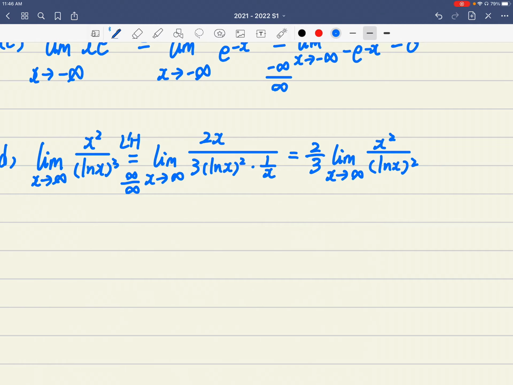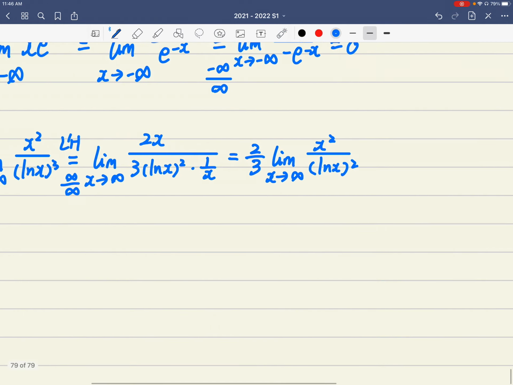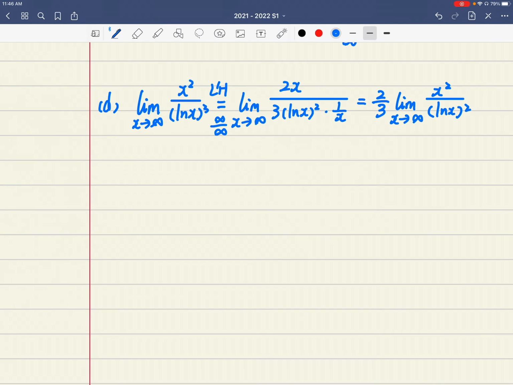Again, now you do the substitution. It is still infinity over infinity, so you need to apply L'Hopital's rule one more time. The constant, copy, then the limit. The top, x squared, the derivative is 2x. The bottom, ln x squared, again the chain rule, it's 2 ln x, times the derivative of ln x, which is 1 over x.